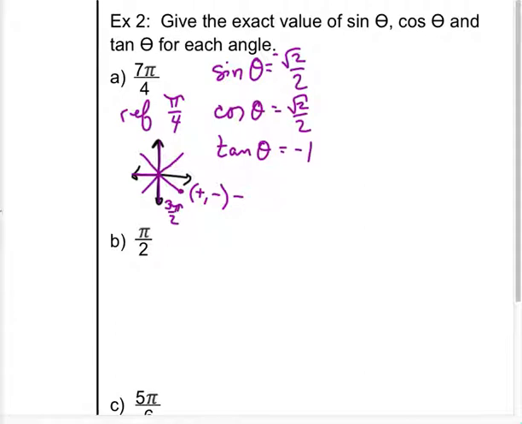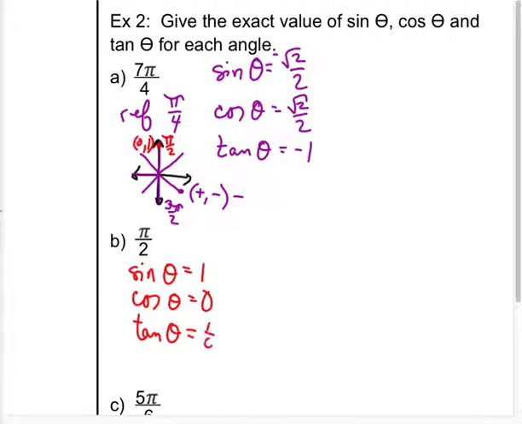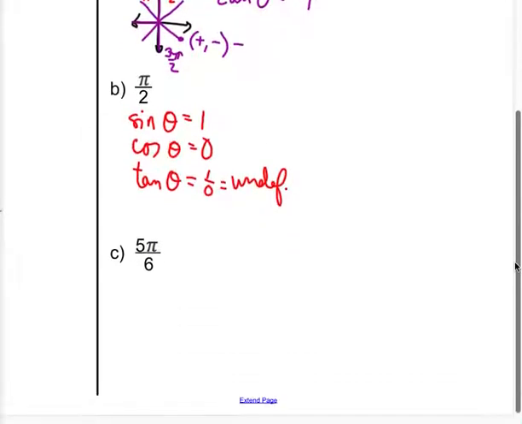Pi over 2, so now we're going to look at one of the ones that's on one of our axes. This time it's our y-axis. Remember this one was our pi over 2. So we would have the ordered pair on the unit circle. Our x-coordinate is 0. Our y-coordinate is 1. So sine theta is our y-coordinate. Cosine theta is our x-coordinate. And tangent is sine over cosine, which is undefined because we've got that division by 0.